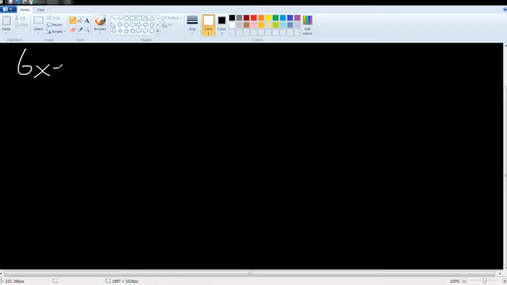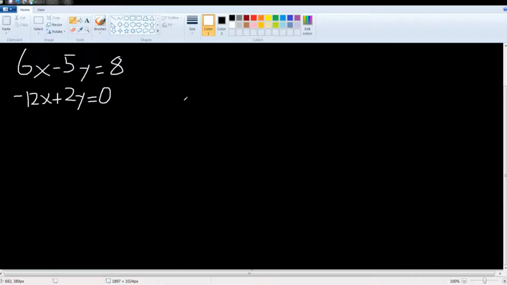So, our first problem given to us is these two equations. We have 6x minus 5y is equal to 8, negative 12x plus 2y is equal to 0.